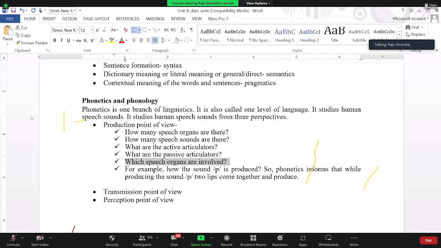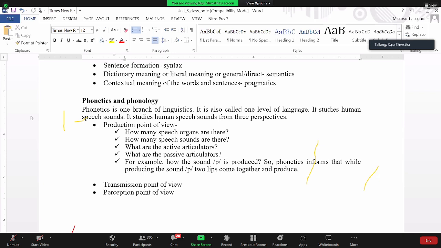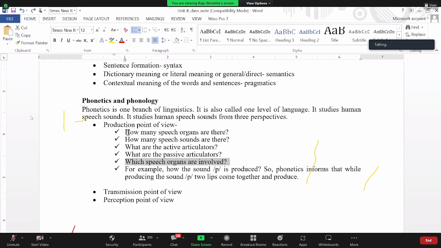Phonetics is one branch of linguistics. We can also say it is one level of language. It studies human speech sounds from three perspectives. One is the production point of view: how many speech sounds we have, how many speech organs there are, what the active and passive articulators are, and which speech organs are involved in the production of a speech sound.